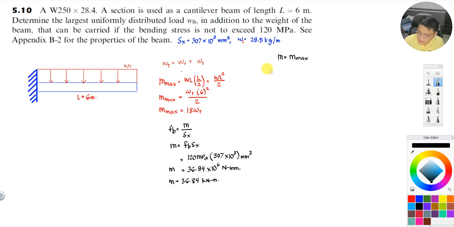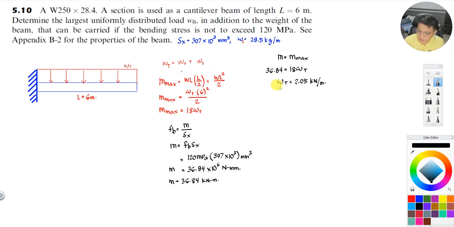Okay? So, we can have this 36.84 is equals to M, which is 18 multiplied by omega T. So, ang omega T natin, divide by 36.84 divided by 18. So, you can have it as 2.05. Again, this is in kilonewton meter. So, this is now become kilonewton per meter. Okay? So, you can have that as WT.